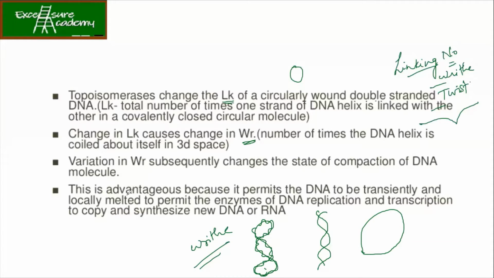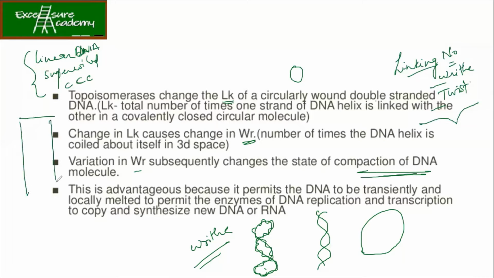Okay, so this is an advantage. Variation in writhe subsequently changes the state of compaction of the DNA molecule. Now, this DNA compaction is also important. I'm sure you must have studied in agarose gel electrophoresis that if you have a linear DNA, a supercoiled DNA, and a covalently closed circular DNA, which of these will come first, lowest in the agarose?